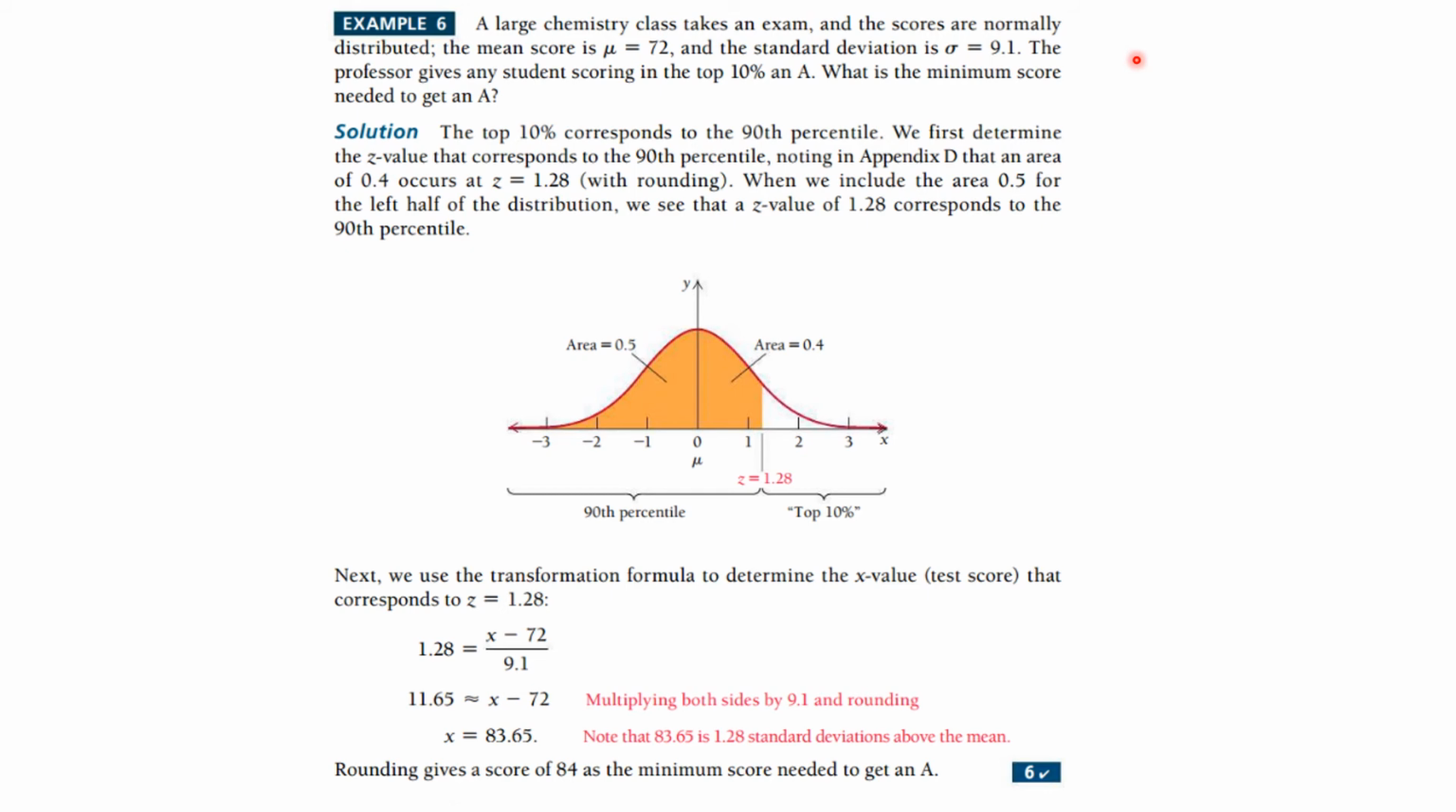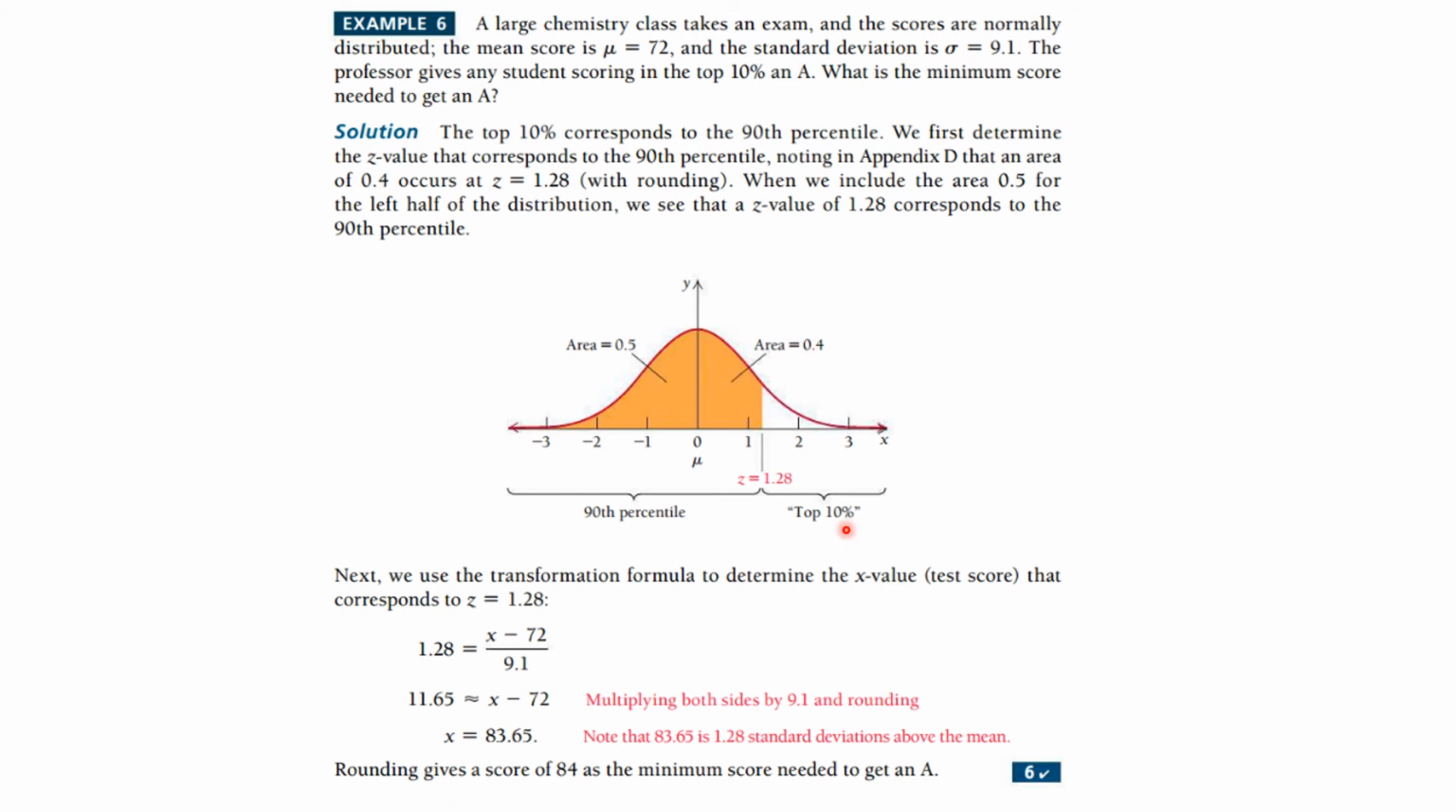Now let's do a real-world problem. A large chemistry class takes an exam, and the scores are normally distributed. The mean is 72, and the standard deviation is 9.1. The professor gives any student scoring in the top percent an A. What is the minimum score needed to get an A?